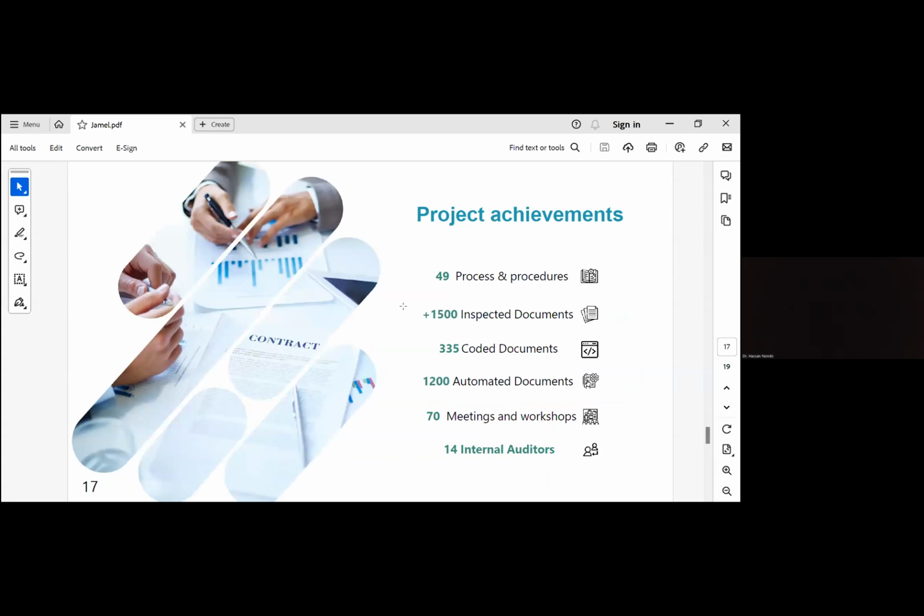Now, what are the project achievements? First of all, we conducted 49 processes and procedures. 1,500 documents were inspected. 335 coded documents were reviewed, and 1,200 automated documents were reviewed, and 70 meetings and workshops were conducted, and 14 internal audit exercises were implemented.